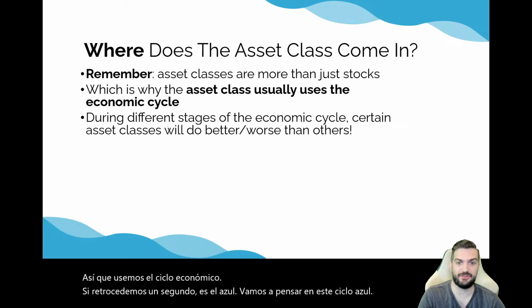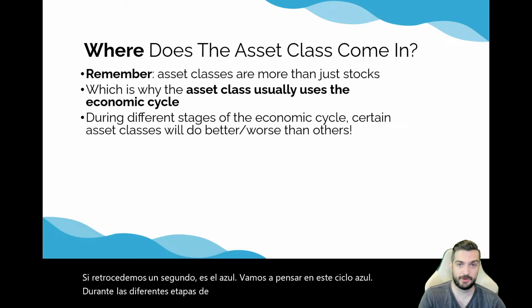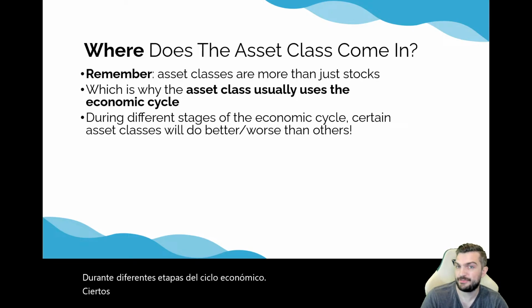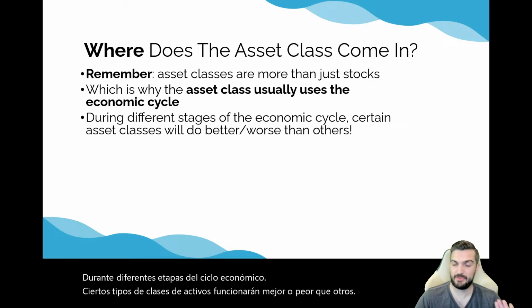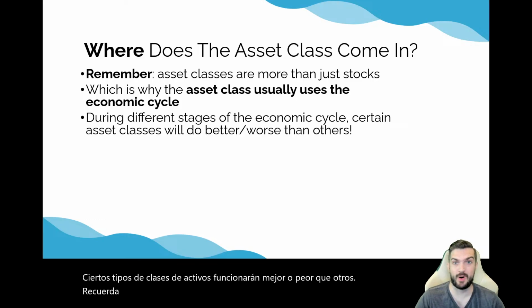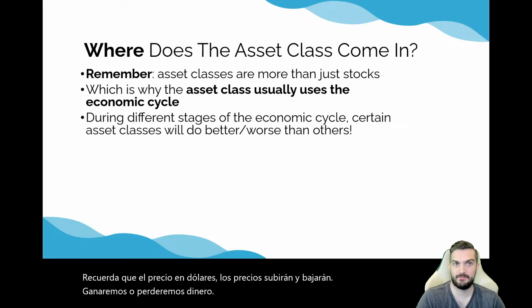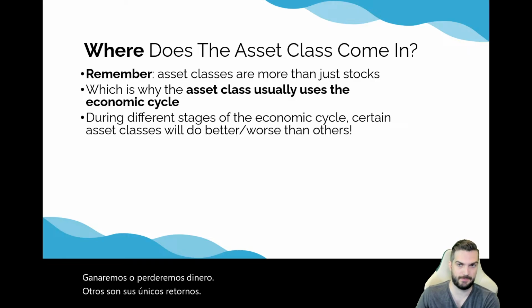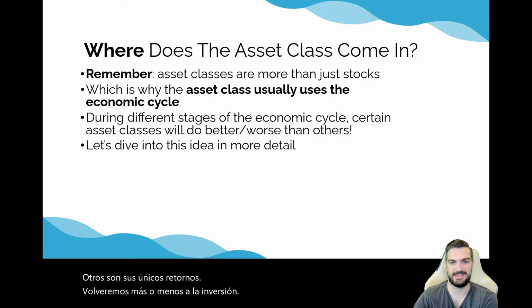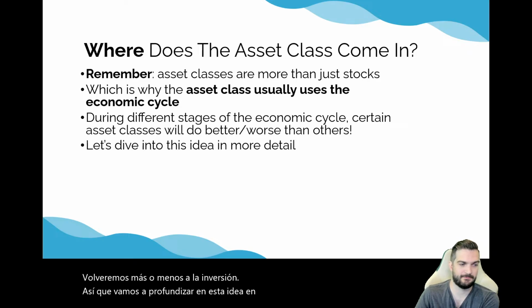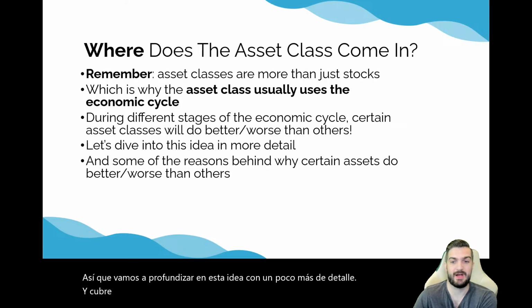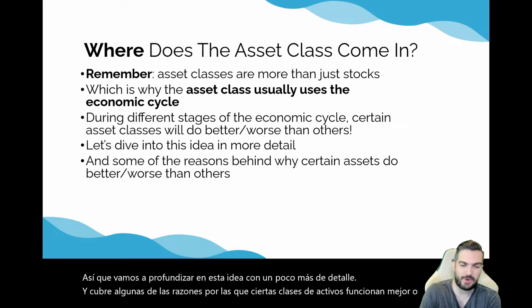During different stages of the economic cycle, certain types of assets, asset classes, will do better or worse than others. Remember, some are price. The prices will go up and down. We will make or lose money. Others, they're only returns. We will make more or less return. So let's dive into this idea in a little bit more detail and cover some of the reasons behind why certain asset classes do better or worse than others wherever we are in that cycle.